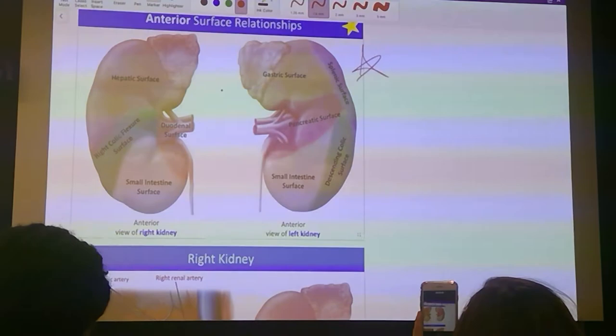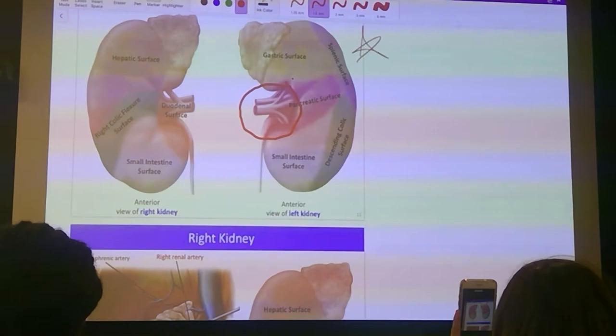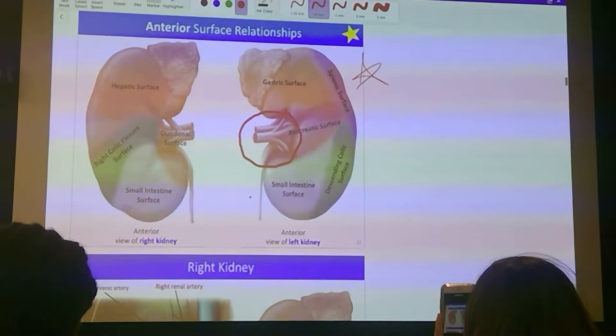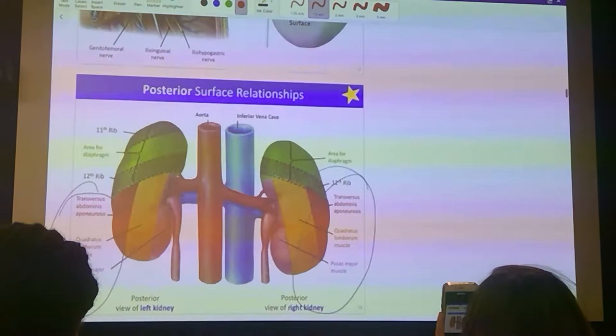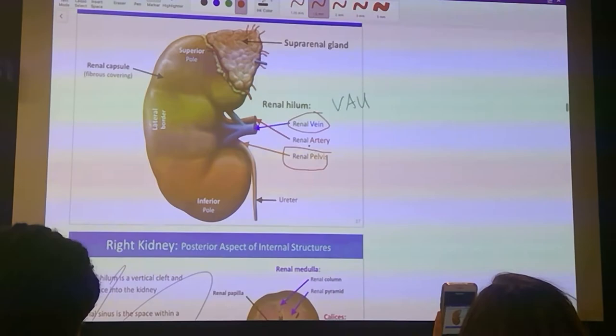So make sure you know the order of the vessels coming out of the renal pelvis. I believe in order from anterior to posterior, it's artery, vein, ureter. Okay, it's actually vein, artery, ureter. So it's vein, artery, ureter.